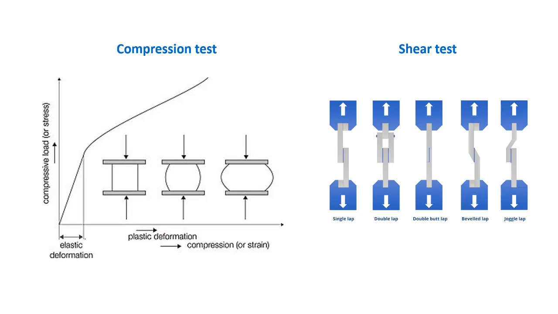Then we have shear test. So shearing means application of force in a perpendicular direction. So here the force was normal to the specimen, but here the force is not normal, it is in a perpendicular direction. So there are certain different types of shear test.